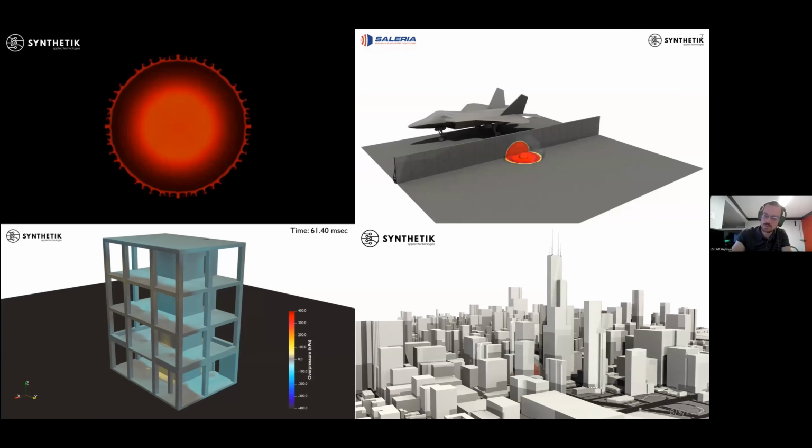And then lastly, we have our cityscape calculations. These are pretty standard for us. Basically, we're looking for damage, loading, that kind of stuff on buildings, to see the kind of damage that would occur if something were to happen.